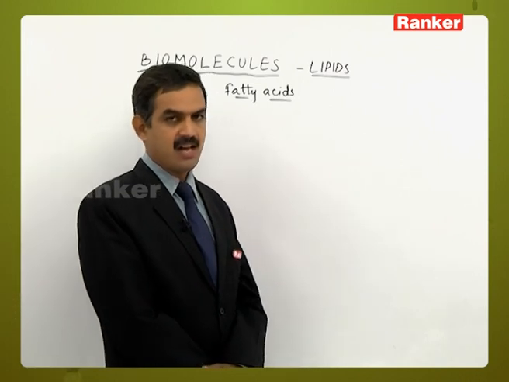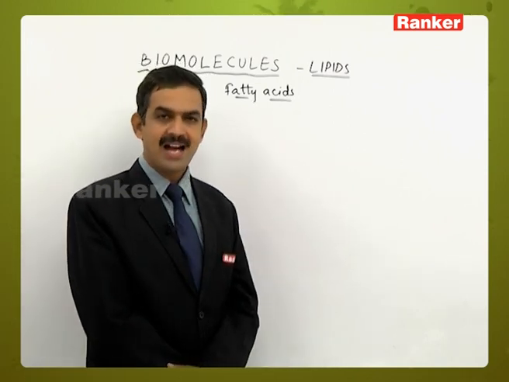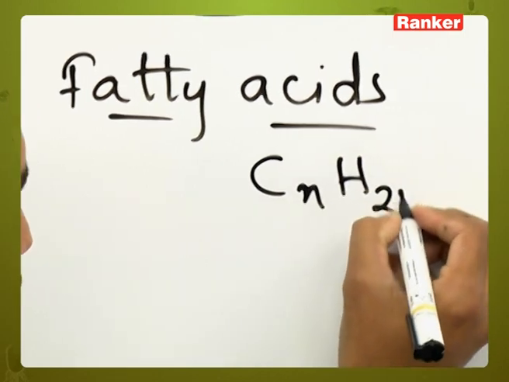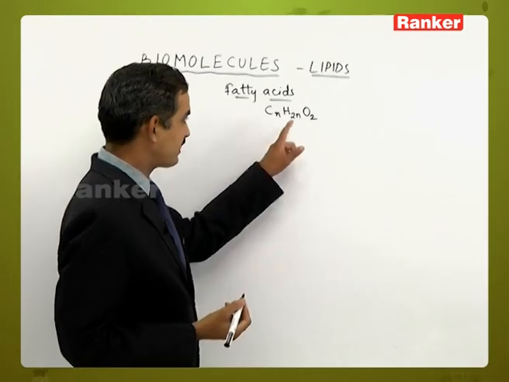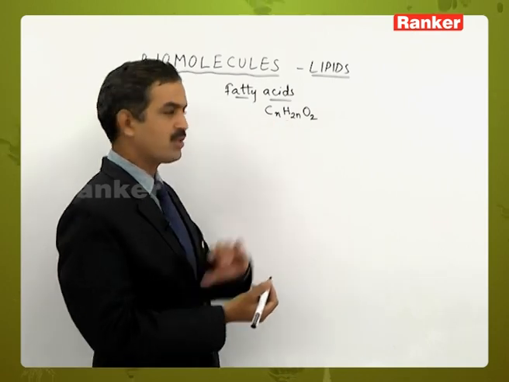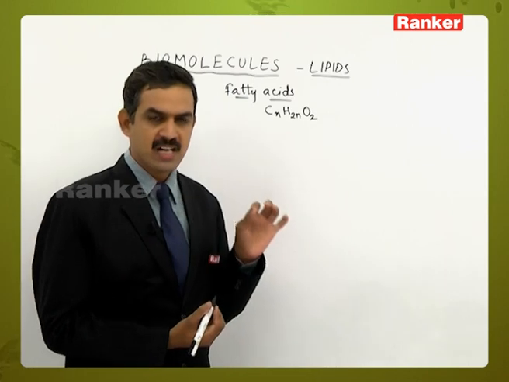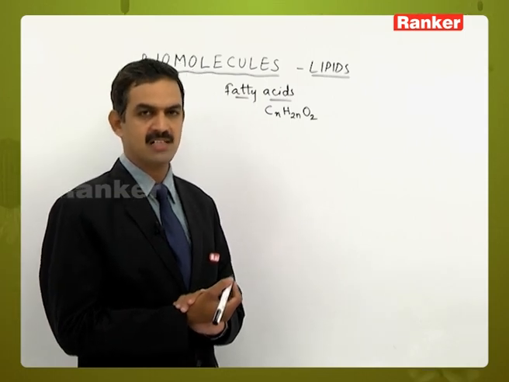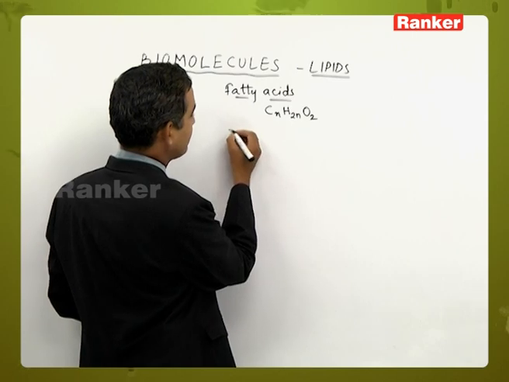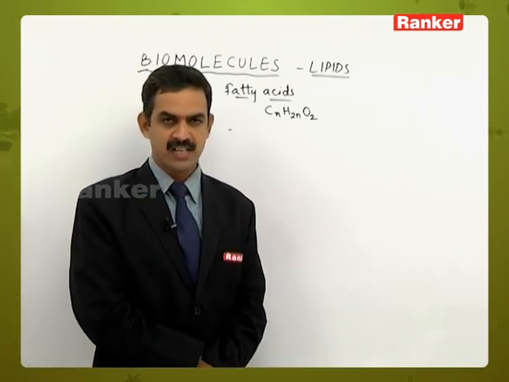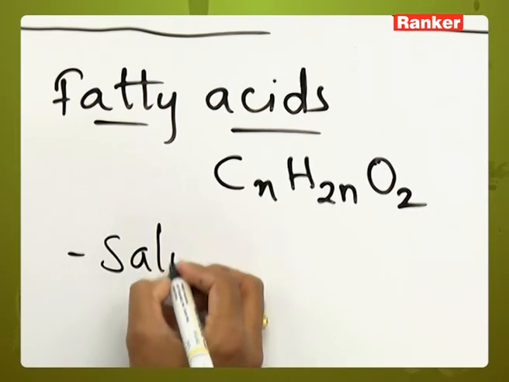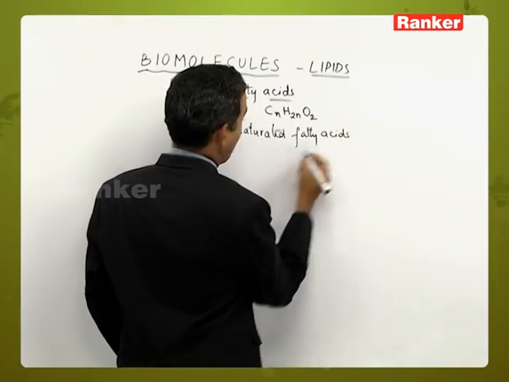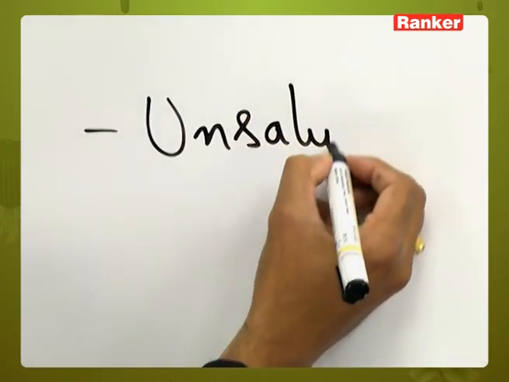Here the fatty acids are also made up of carbon, hydrogen and oxygen. The basic molecular formula is CnH2nO2. As I said, the number of carbons and hydrogens will be more compared to the number of oxygens, which is very small in the particular fatty acid molecule. The fatty acids exist in two forms, that is saturated and unsaturated fatty acids. So what is the difference between the saturated and the unsaturated fatty acids?